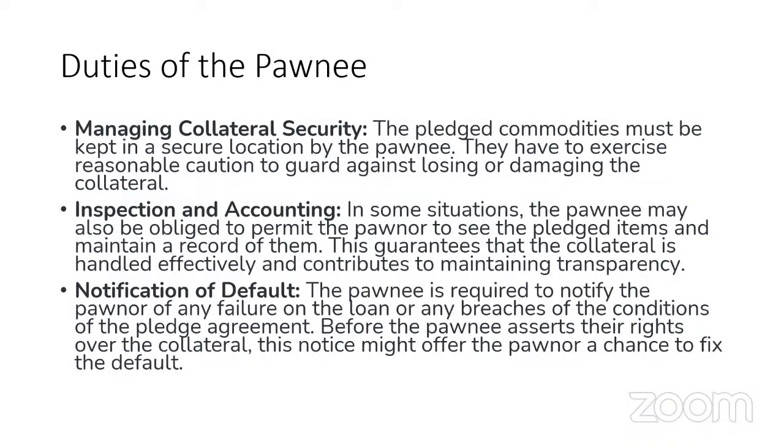Then coming to the duties of the pawnee. Whatever assets have been pledged must be kept in a secure location. They have to be carefully looked after in order to prevent any kind of damage or loss. He has to make sure that he takes adequate and reasonable care so that there is no loss or damage to the pledged item. And if the pawner wants to come and inspect, the pawnee has to permit him to inspect his property or asset.